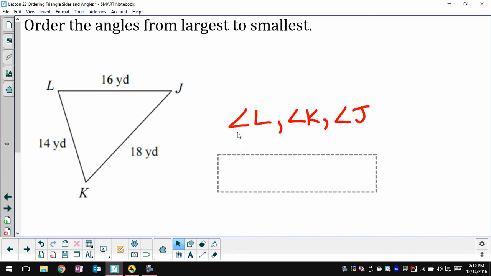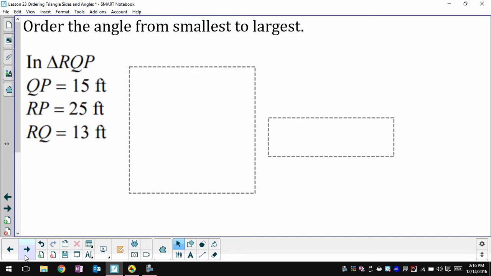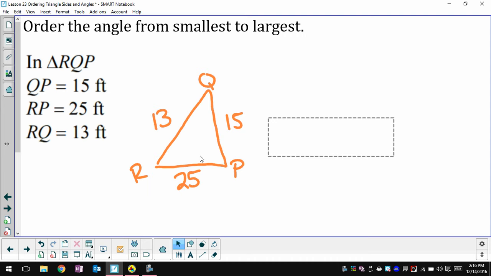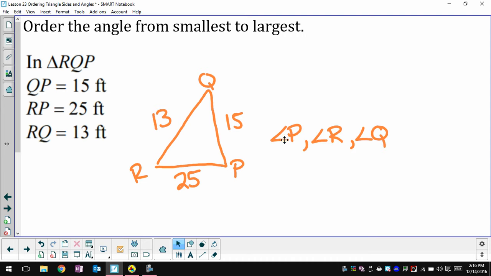And remember, these symbols mean angle. I can do that too if I know the lengths of the sides, even if I don't have a picture. I still like to draw a picture. It helps me visualize the triangle. It doesn't matter if I draw the triangle correctly. I'm just going to draw any triangle, label it RQP, and then label the sides correctly. And I'll see that RP is the longest, so that makes Q the largest. RQ is the shortest, so that makes P the smallest. And I'm going to list these from smallest to largest this time. So P comes first, Q comes last, and R is in the middle.